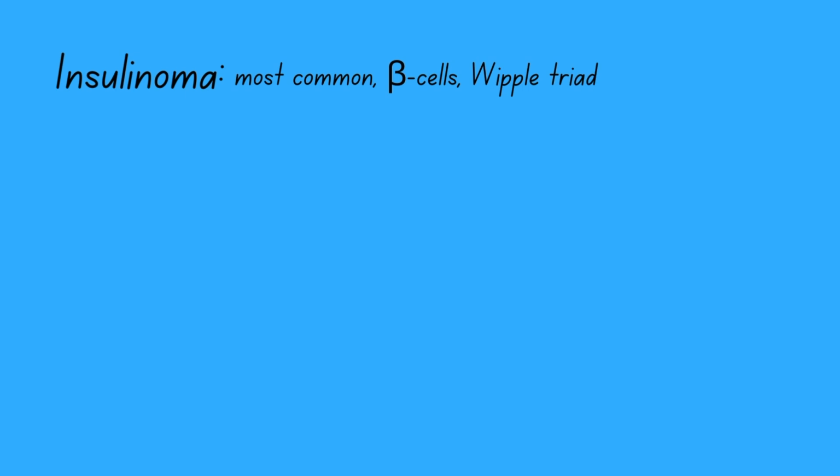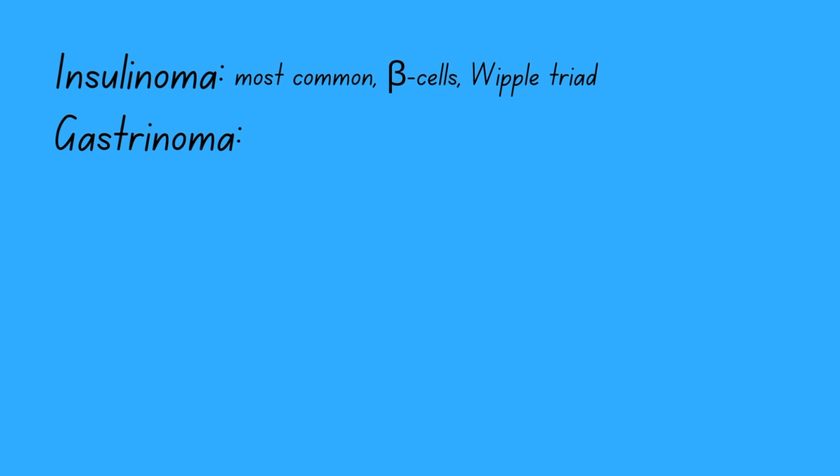As I promised in the beginning of this video, we're gonna briefly go through the pancreatic neuroendocrine tumors. The first one, insulinoma, is the most common type of pancreatic neuroendocrine tumor. It's associated with the beta cells of the pancreas, and most of the symptoms are due to hypoglycemia. The classic diagnostic triad is the Whipple's triad, which consists of the hypoglycemia symptoms, low glucose level less than 50 milligrams per deciliter, and relieving of symptoms after IV glucose.